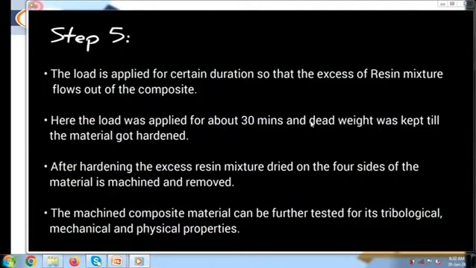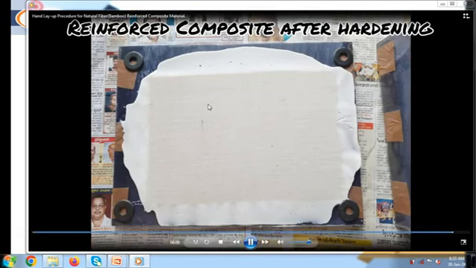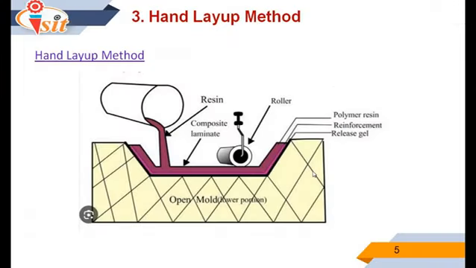And after 1.5 hours, or after 1 hour, you will be able to remove the laminate. Here you can see this while applying. The bottom portion of your laminate gets ready. So this is all about the hand layup method. I hope you have understood how the hand layup method is used to prepare composite laminates.